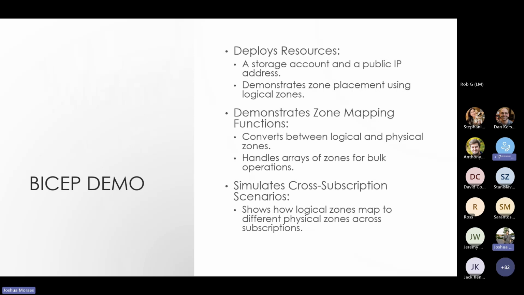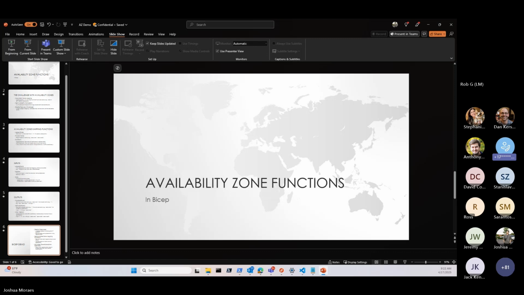So I have a Bicep demo to show you guys, and it's a simple Bicep file that deploys a couple of resources like a storage account and a public network, and it's just going to demonstrate how zone placement using logical zones works, and how it converts between the logical and physical zones. And I also have the multiple array version. I also have another deployment that simulates the cross-sub scenario, so it'll show you guys how different logical zones will map to different physical zones across different subscriptions. Cool.